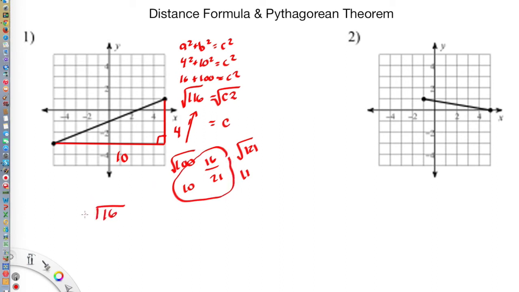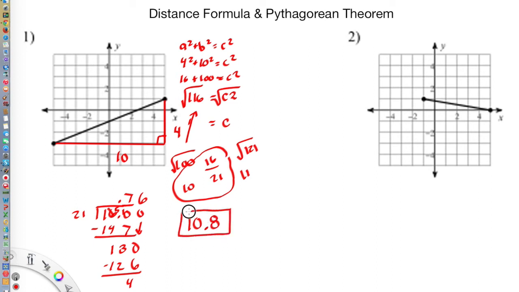But I need to change it to a decimal. I have to find my answer to the nearest tenth. So I take 16 divided by 21. 21 goes into 160. I want to say 7 times. 7 times 1 is 7. 7 times 2 is 14. I subtract, and I'm going to get 13. And then I bring down a 0, and 21 would go into 131, I believe, 6 times. 6 times 1 is 6. 6 times 2 is 12. I get a remainder of 4, and I can stop right there. My answer is 0.76. So if I was going to round this, this would be 10.8. Okay, so this side here is approximately 10.8.